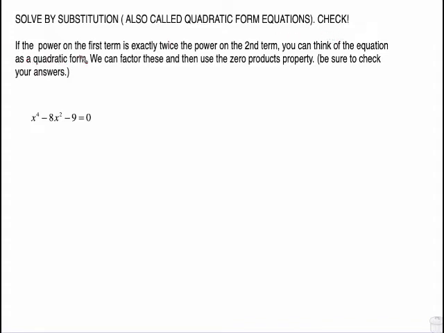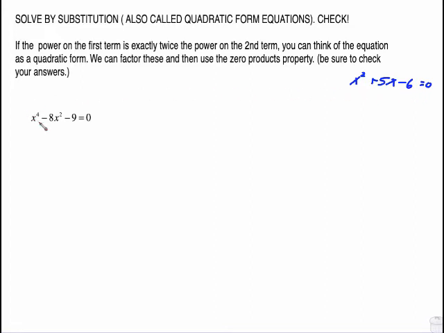If the power on the first term is exactly twice the power on the second term, you can think of this equation as a quadratic form, which is important to us because we know how to factor and solve quadratic equations like x squared plus 5x minus 6 equals 0. We know how to factor that. We know how to solve that.